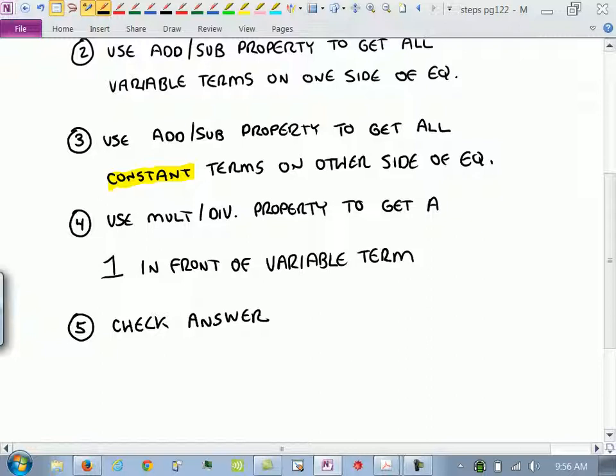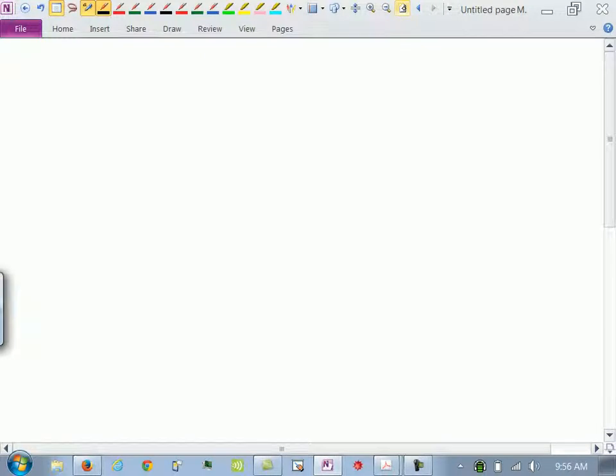Are you ready? We're going to try this. All right, first example. Solve the following: 2 plus 7x minus 5 equals 6 times the quantity x plus 3, plus 2x.